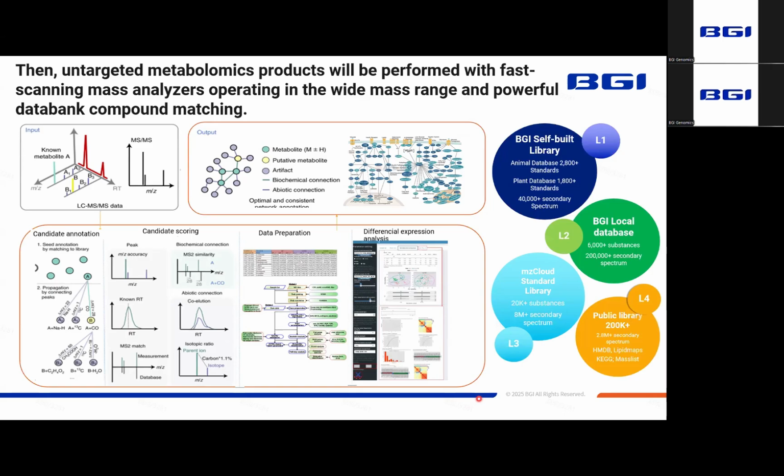After identifying, data should be normalized and well prepared for differential expression analysis. At the end, we can put the differentially expressed metabolites back to the pathway map and discover the changes between treatment or disease groups.